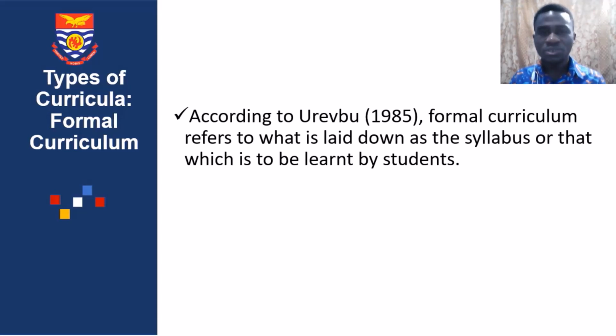Formal. So when we say something is formal, then it means you're talking about something that is documented. According to Urefu, 1985, he defined formal curriculum as what is laid down, such as the syllabus, or that which is to be learned by students. So the laid down, the written document is the curriculum. A typical example is the physics syllabus.